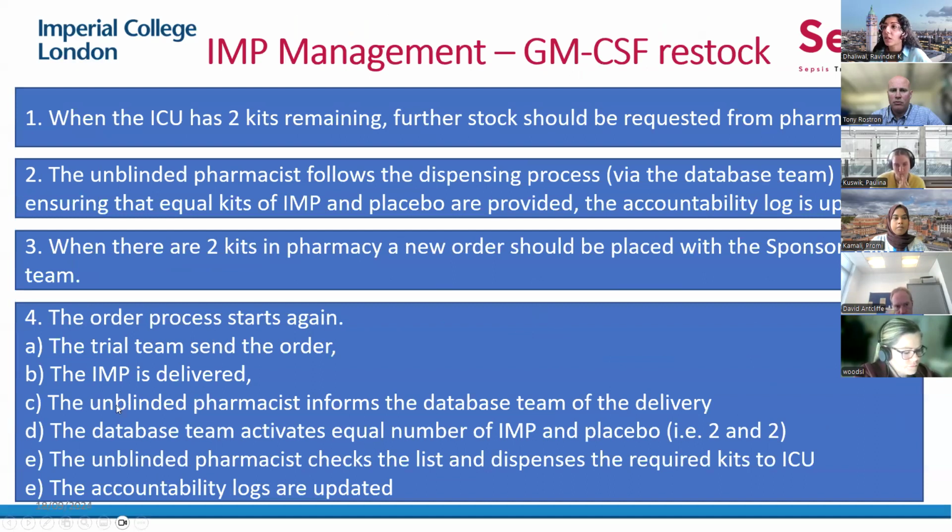In terms of restocking, when the ICU has 2 kits remaining, they should request further stock from the pharmacy. The unblinded pharmacist will be able to follow the same dispensing process again, and they'll be able to make sure that equal kits are provided to the ICU team and update their log. When there are just 2 kits remaining in pharmacy, a new order should be placed with us, the sponsor trial team, and the whole process will begin again.